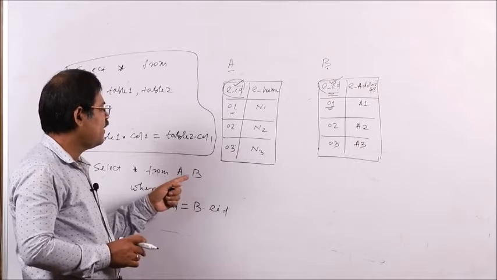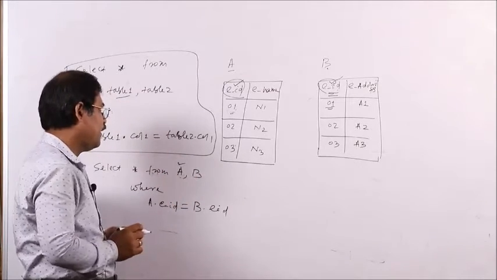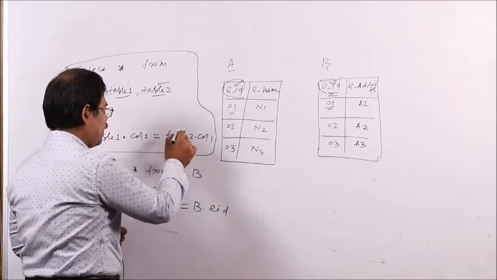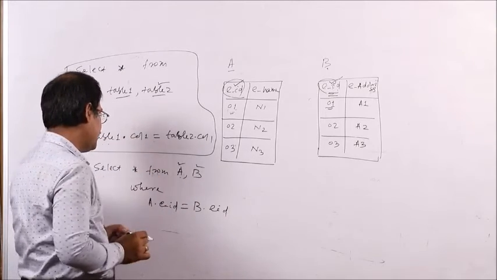A is the first table and B is the second table. Here, table 1 is A. What is table B? Table B is table 2. Where table 1 dot column 1. So, table 1 is what?